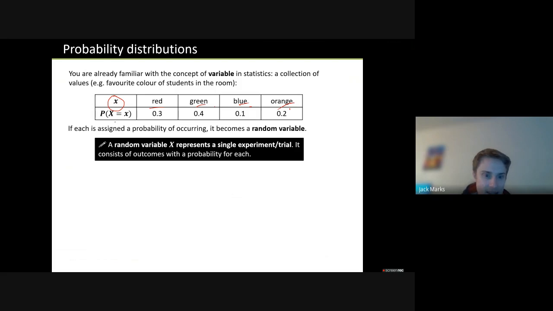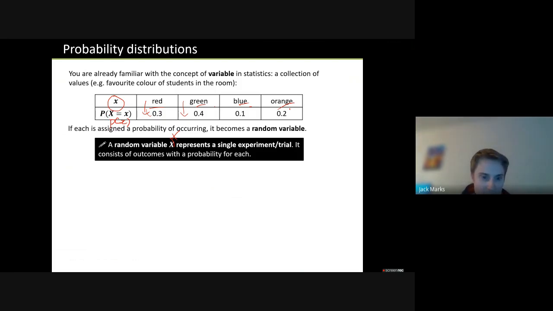Underneath this, this is really just another way of writing probability. So the probability of red, the probability of green, and so on. What does this notation really mean? Well, this capital X means the outcome of a single experiment or a single trial. So what does it mean?